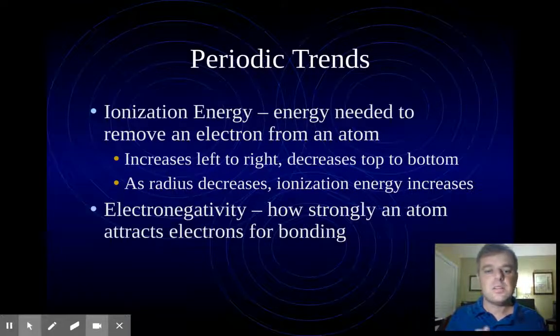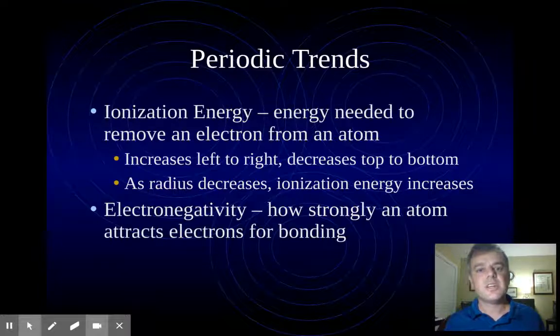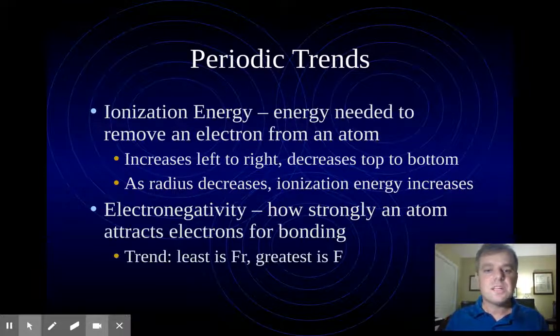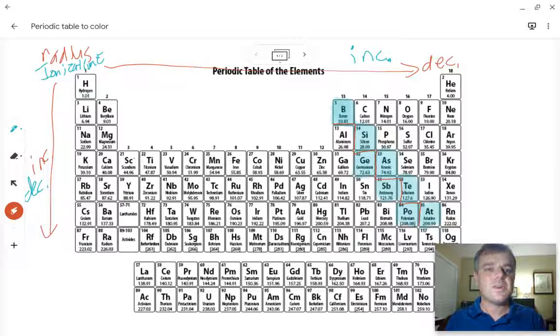And then the next periodic trend is called electronegativity. That is how strongly an atom will pull electrons into it to make a chemical bond. Because chemical bonding is the sharing or exchanging of electrons. Electronegativity is how strongly you pull electrons to it. And the trend for that is that the least electronegative element is francium, and the greatest is fluorine.